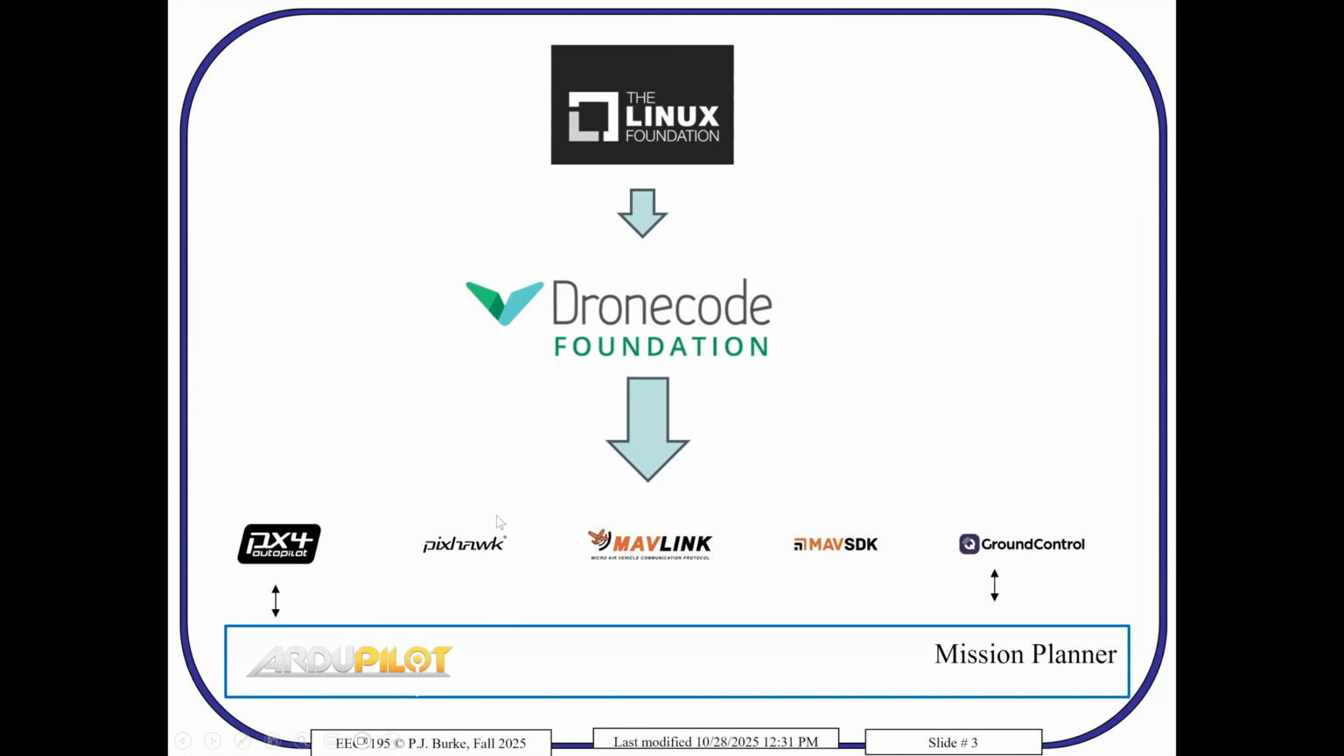Pixhawk is a series of hardware for flight controllers. So they're the industry standard, and they're more expensive and bigger, and they're less bleeding edge in terms of new features. So we're not using them for this class, but for mature industry drone applications, Pixhawk is the de facto industry standard for flight controller hardware. And then there's Mavlink, which is the communications protocol between drones, which we're discussing today. And then Mav SDK is a partner of that.